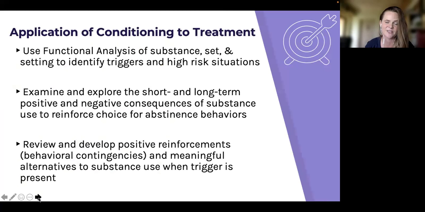Usually the foundational step is using the functional analysis, where we're looking at people, places, and things so that we can make those triggers explicit, really map them out, as well as the high-risk situations, which are sort of collections of triggers. We're also going to examine the short and long-term positive and negative respective consequences of substance use. So that's both understanding why they use and why they would want to stop using. And then from that map, from that functional analysis information, we review and develop positive reinforcements, which are called behavioral contingencies, and meaningful alternatives to substance use when the trigger is present. I'll show you what that means in a moment here.